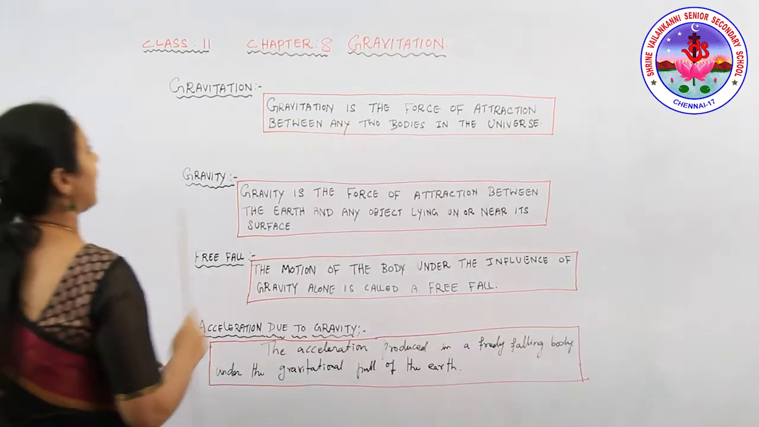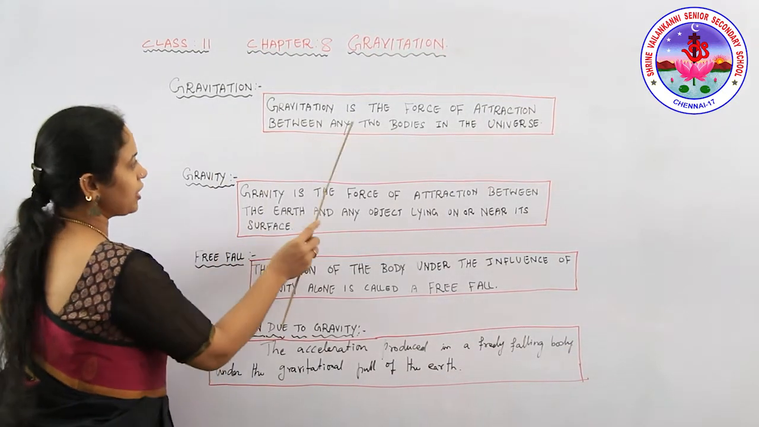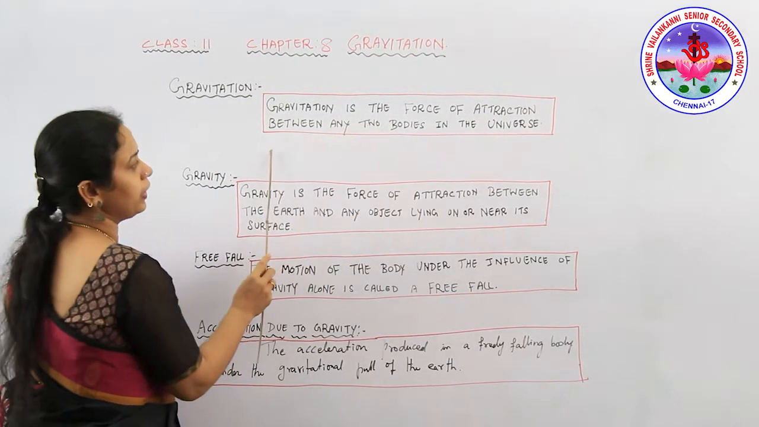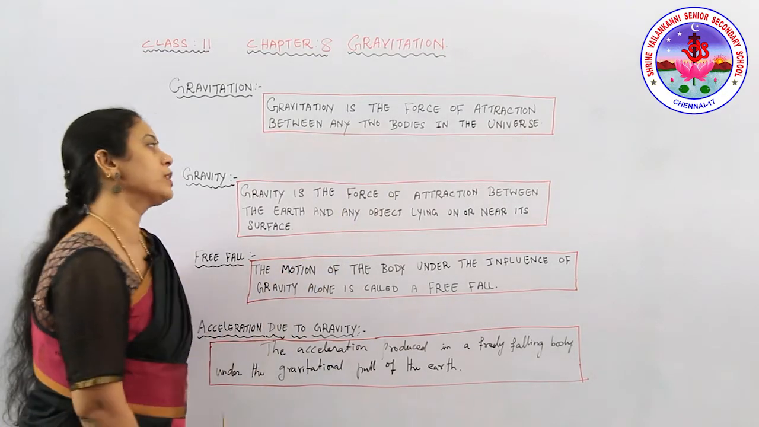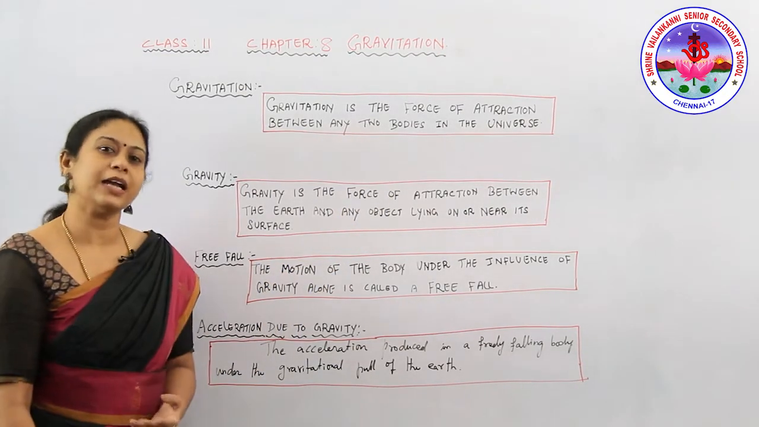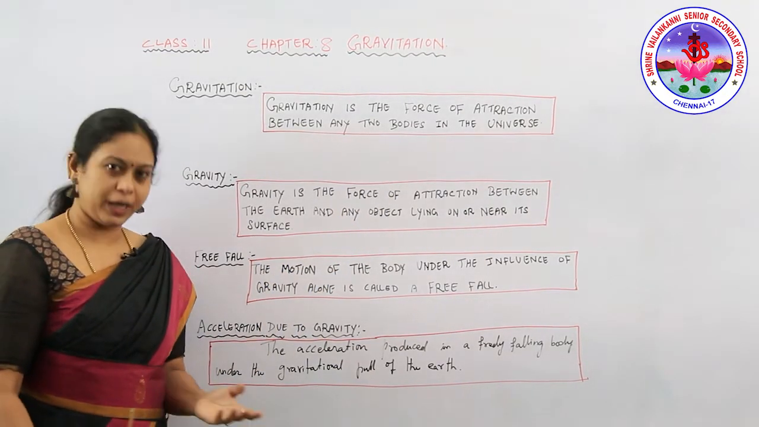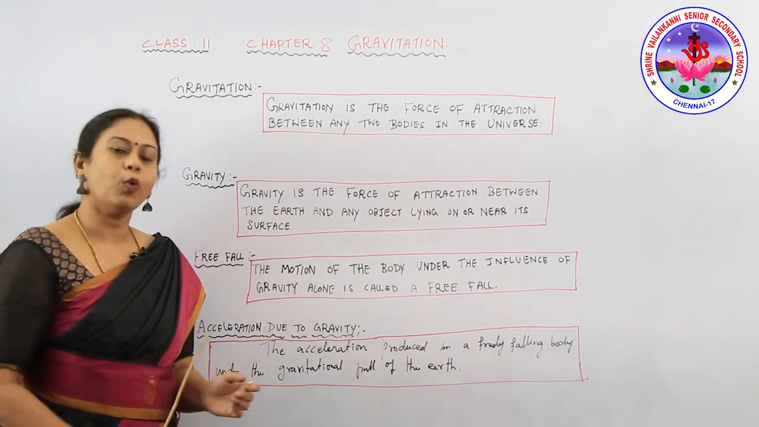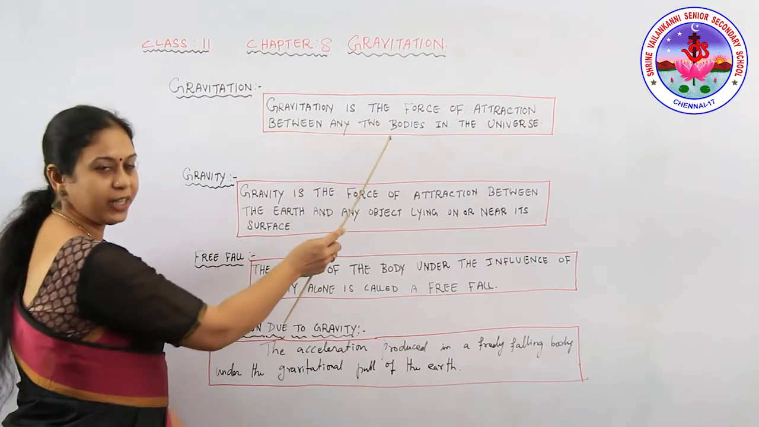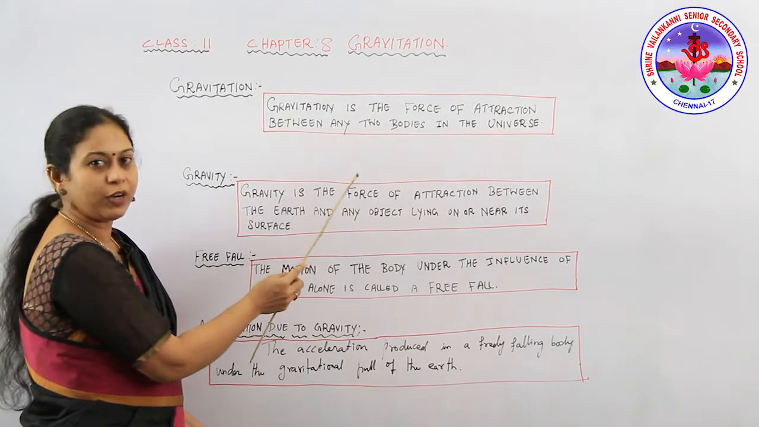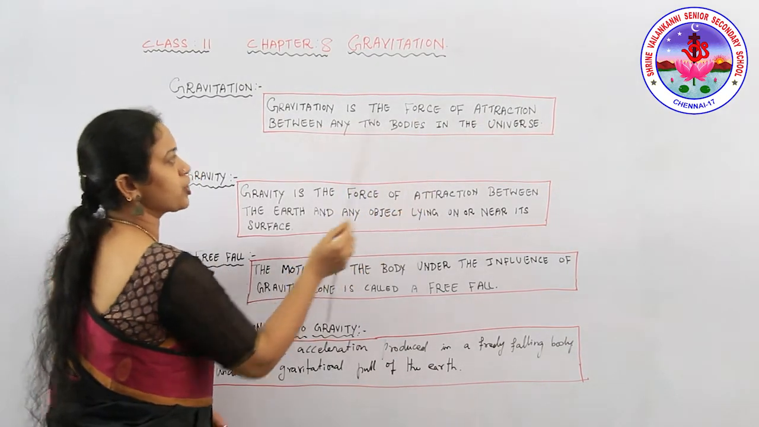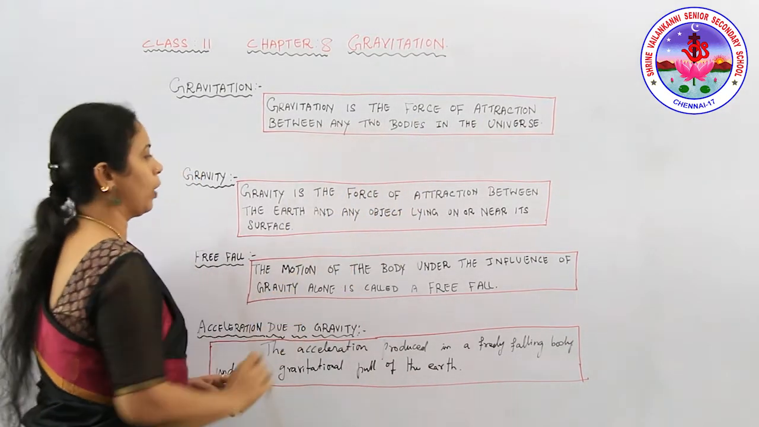Let us see. Gravitation. Gravitation is the force of attraction between two bodies in the universe. For example, the sun and the moon, or the table and the chair, whatever objects or bodies are there in the universe, the force of attraction between those two bodies.